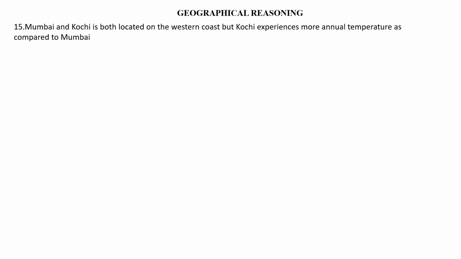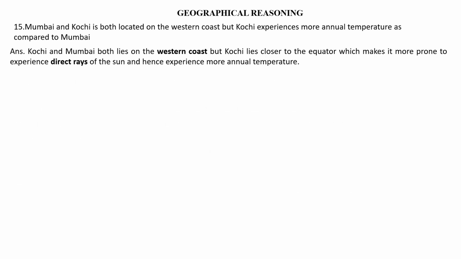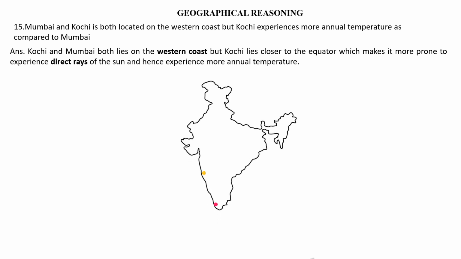And the last question is, Mumbai and Kochi are both located on the western coast, but Kochi experiences more annual temperature as compared to Mumbai. And the answer is, Kochi and Mumbai both lie on the western coast, but Kochi lies closer to the equator, which makes it more prone to experience direct rays of the sun and hence experience more annual temperature.